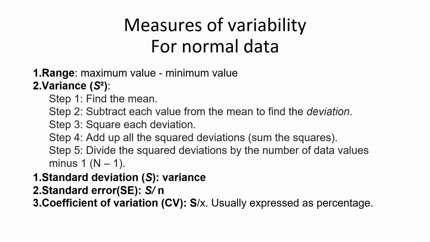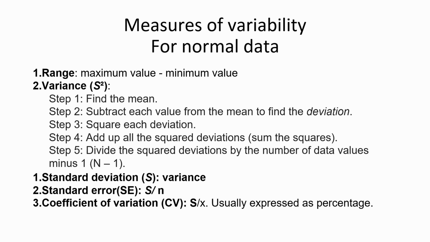The first measure of variability that is really commonly used for both normally distributed and non-normally distributed data is the range: just the maximum value minus the minimum value. The variance, and we're going to do this by hand on Thursday: step 1, you find the mean. Step 2, subtract the mean from each value to find the deviation from the mean. Then square each deviation and add up all the squared deviations. That's called the sum of squares.